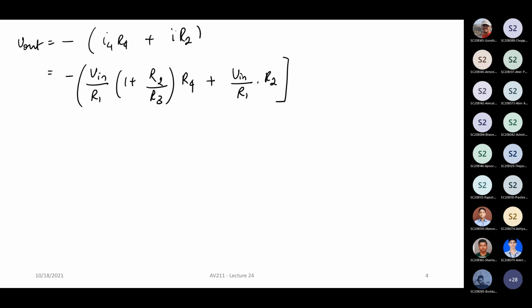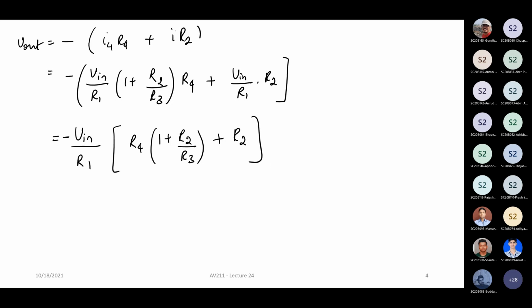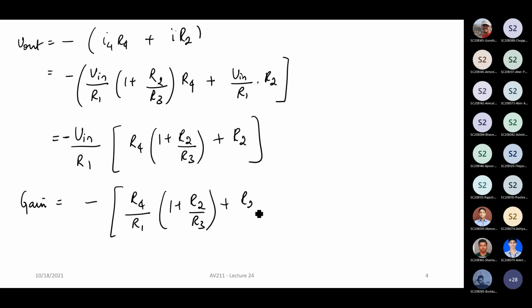Correct? So how can we simplify this? You can take minus V in divided by R1 as the common factor. You will get R4 times 1 plus R2 by R3 plus R2. Right? Or in other words, you can also say that your gain here is nothing but minus of R4 by R1 multiplied by 1 plus R2 by R3 plus R2 by R1. Correct? This is your gain.